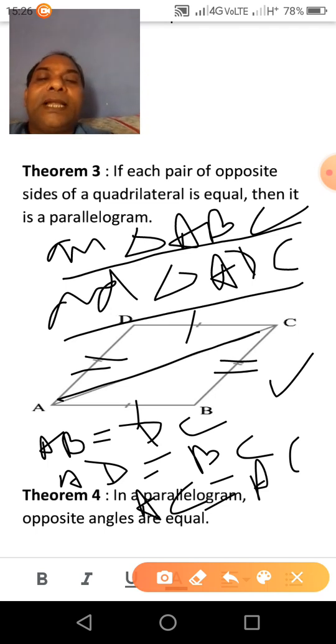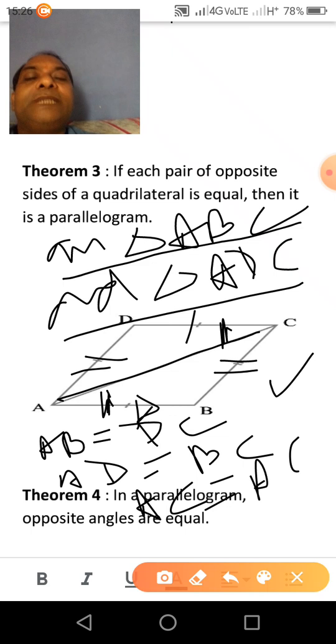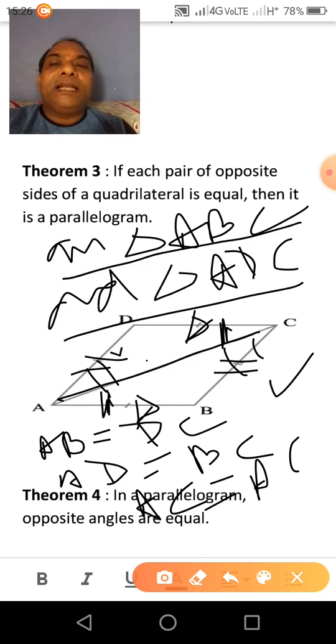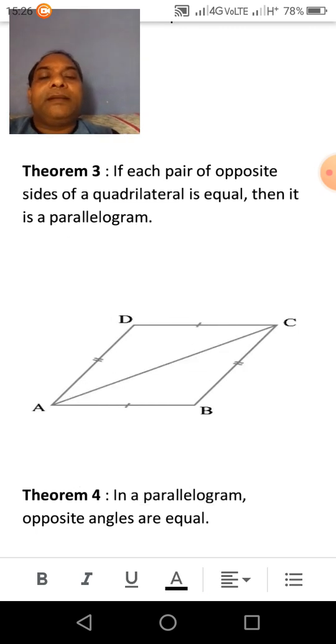So now triangle ABC is congruent to triangle ADC, then angle ACB will be equal to angle BAC by CPCT. So we can say that AB is parallel to DC. Similarly, angle DAC will be equal to angle ACB by CPCT. So we can say that side AD is parallel to side BC. So the quadrilateral is a parallelogram. Clear?